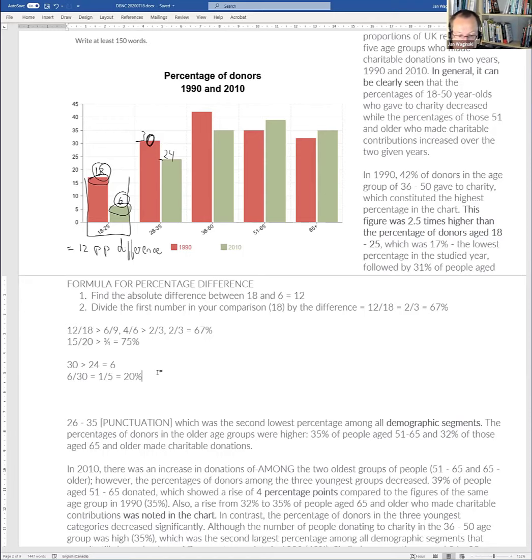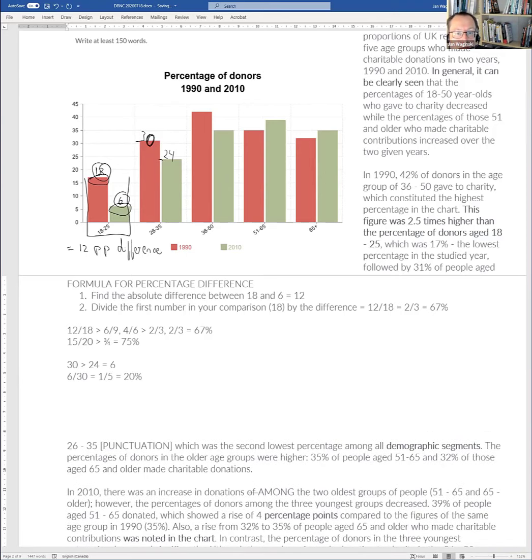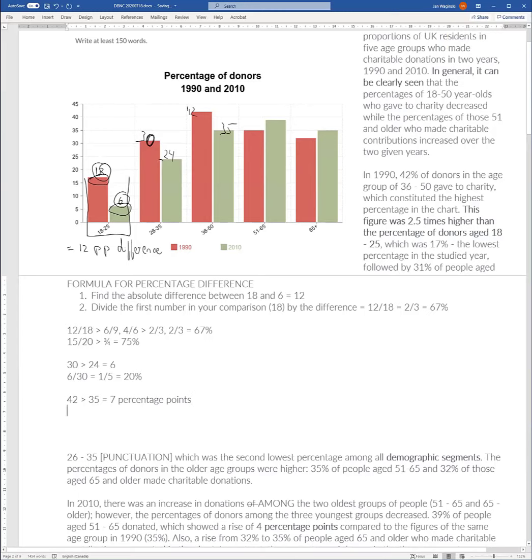Just for fun, one more example. Let's call this one 42 and this one 35. So it went from 42 to 35. What does that equal? 7. So that's 7 percentage points, not percent. Now we need to divide 7 into 42, so 7 over 42. What does that give us? 1/6. If you feel like calculating that percentage, go for it, or just leave it at 1/6.